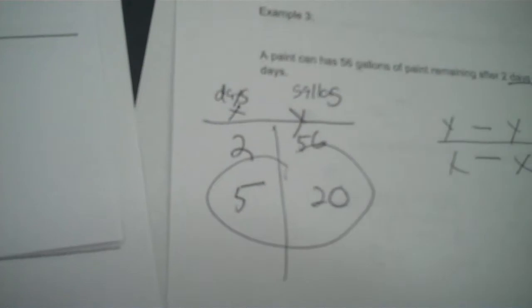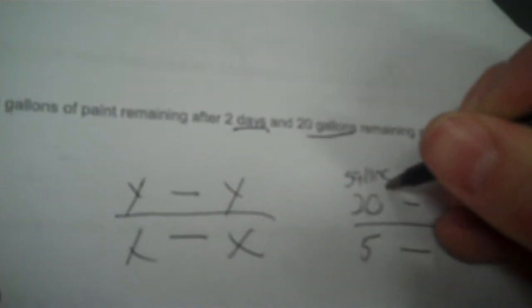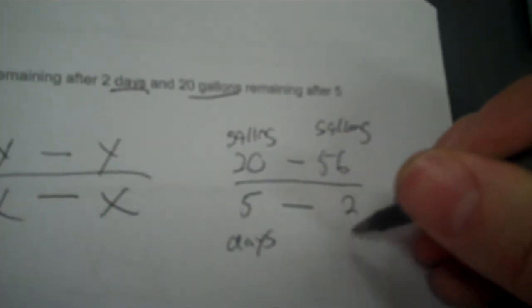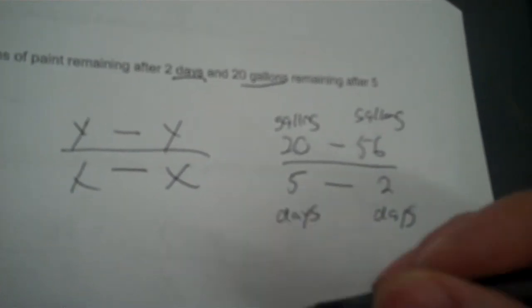So start at the bottom. So Y is 20, X is 5. So 20 to the top, 5 to the bottom. Then 56 on top, 2 on bottom. Oh, I'm sorry, I forgot the labels. 20 gallons, 5 days. Then 56 gallons, 2 days. So 20 minus 56 is a negative number.